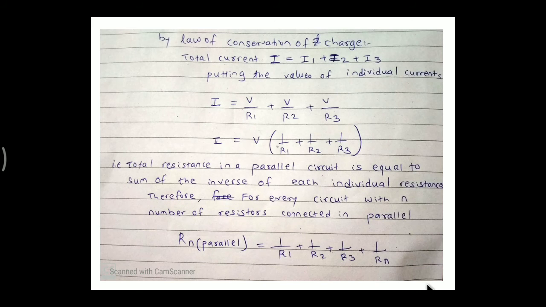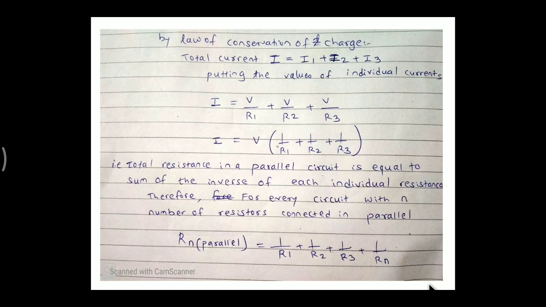See here, by the law of conservation of charge. So here the law of conservation of charge is applicable. Why? Because electric current is simply a flow of electrons through a wire. And what are electrons? Electrons are charged particles. So here the total current I is equal to the current across each of the resistances. Here total current I is equal to I1 plus I2 plus I3.